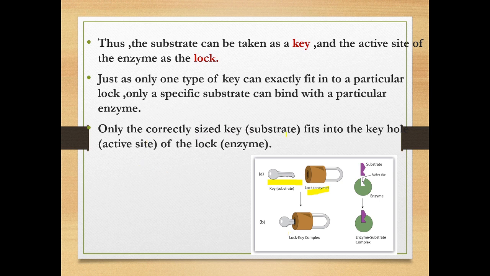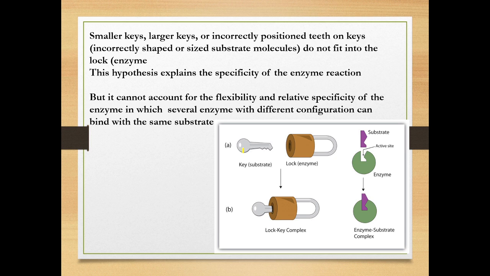So only the correctly sized key, or the substrate, fits into the keyhole, the active site of the lock. This is the enzyme. So this is called the lock and key hypothesis. Smaller keys, larger keys, or incorrectly positioned teeth on keys, that is, an incorrectly shaped or sized substrate molecule, do not fit into the lock or enzyme. So this hypothesis explains the specificity of enzyme reactions. It is correctly able to explain enzyme-specific reactions.